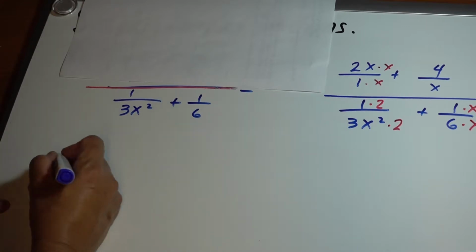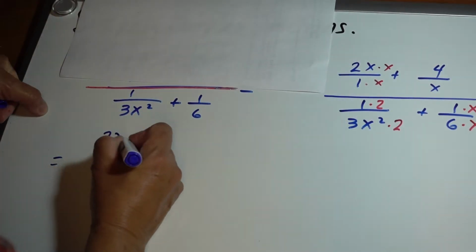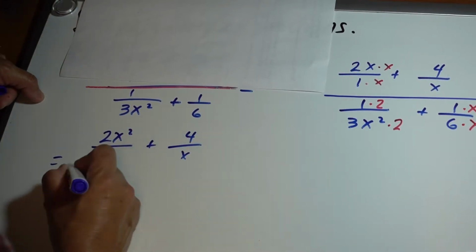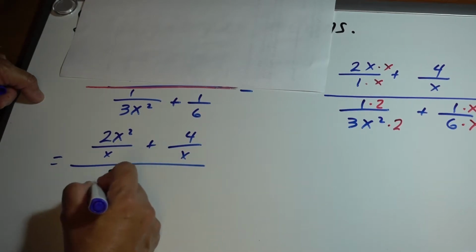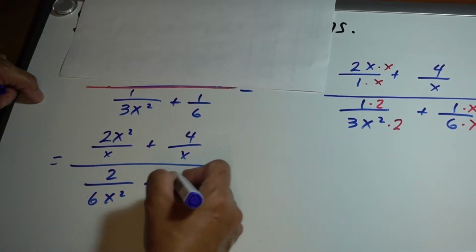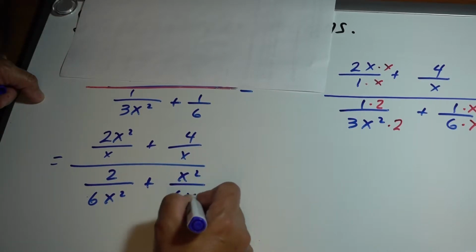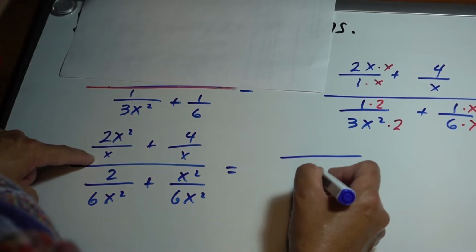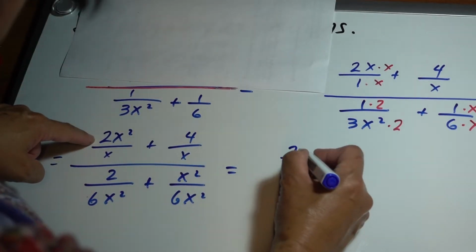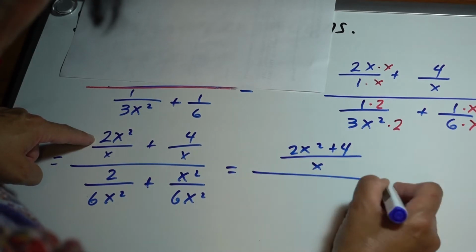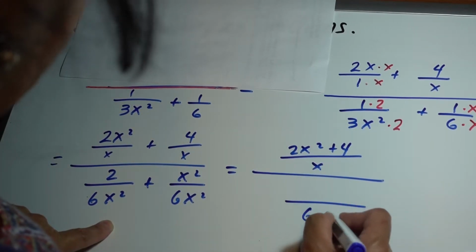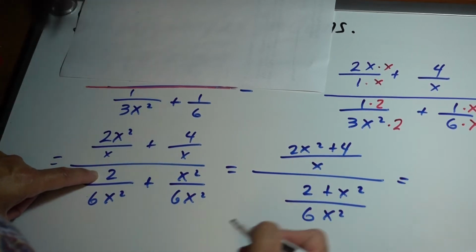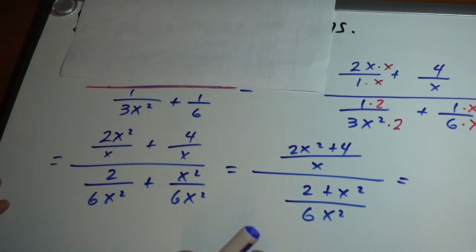Now the top one is 2x squared over x plus 4 over x, over the bottom one, which is 2 over 6x squared plus x squared over 6x squared. The top one has the same denominator, so you put x right here, and on top you have 2x squared plus 4. The bottom one has the same denominator, which is 6x squared, and on top you write 2 plus x squared.